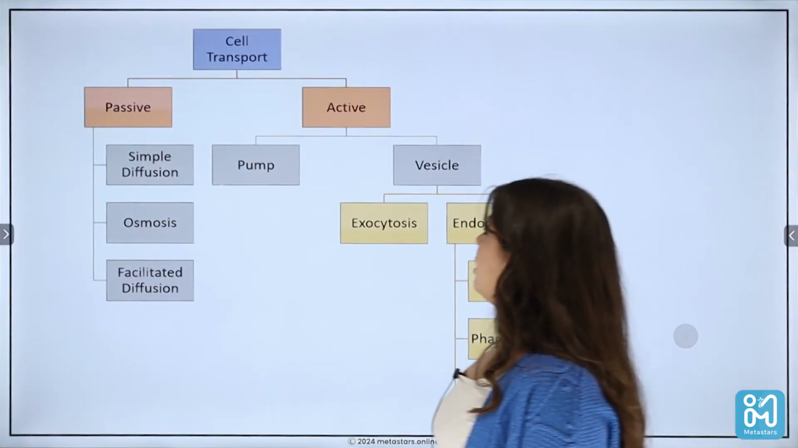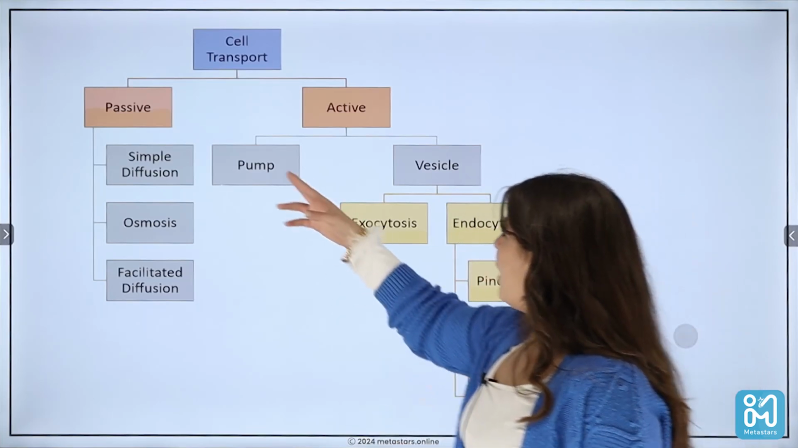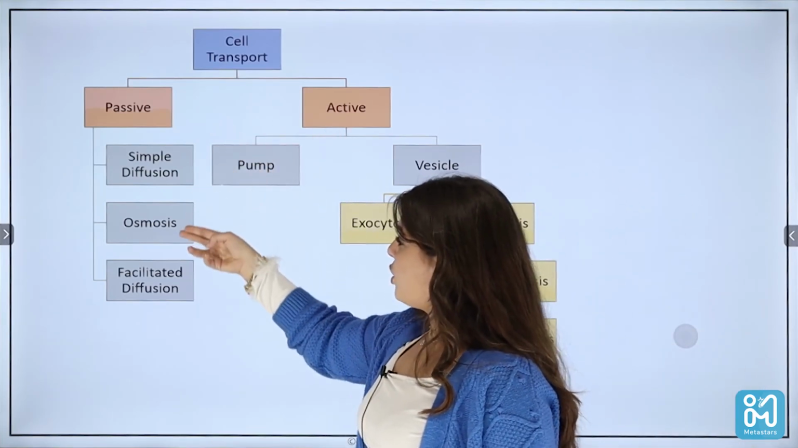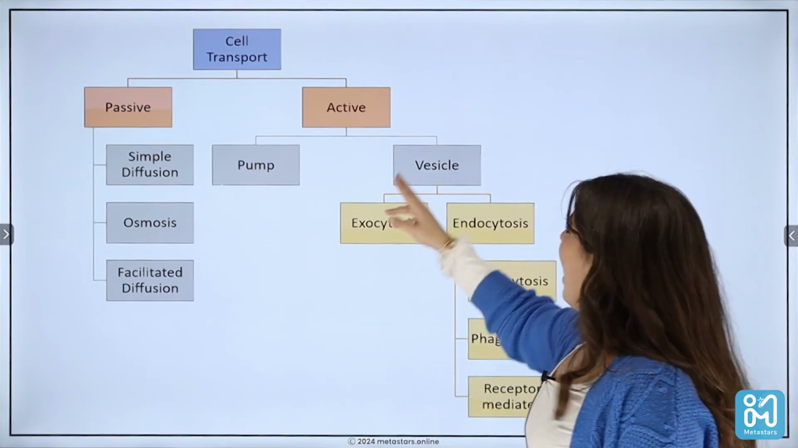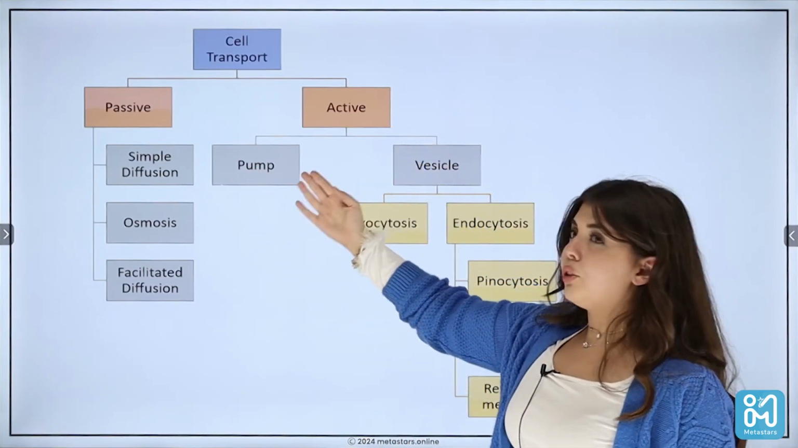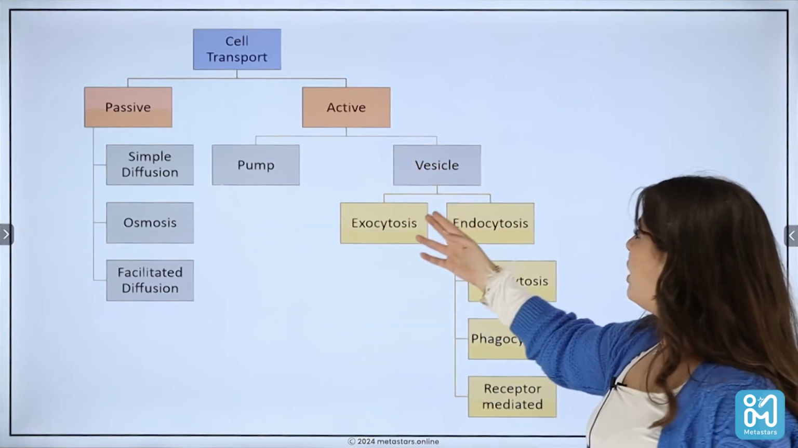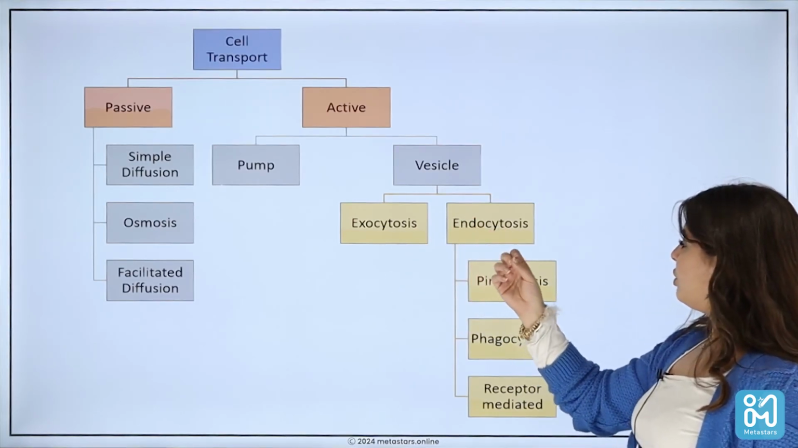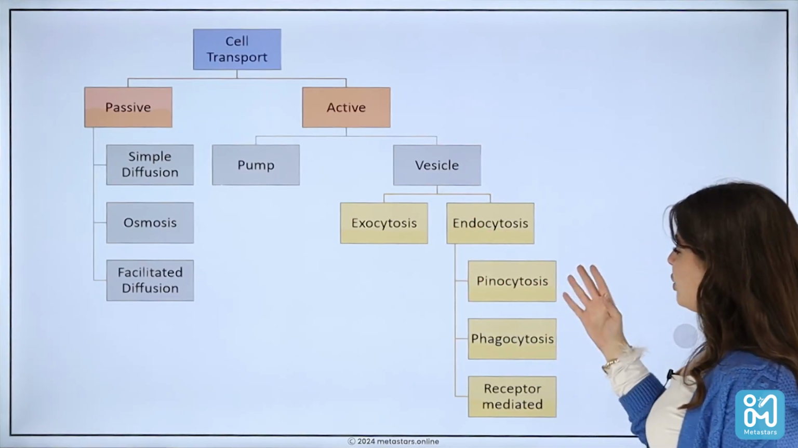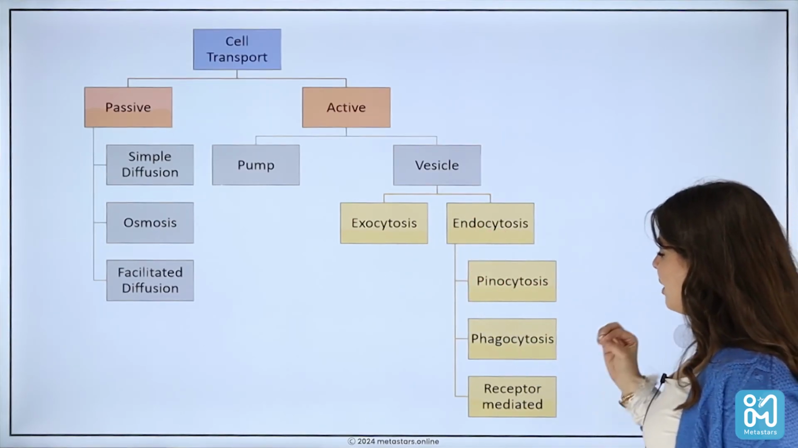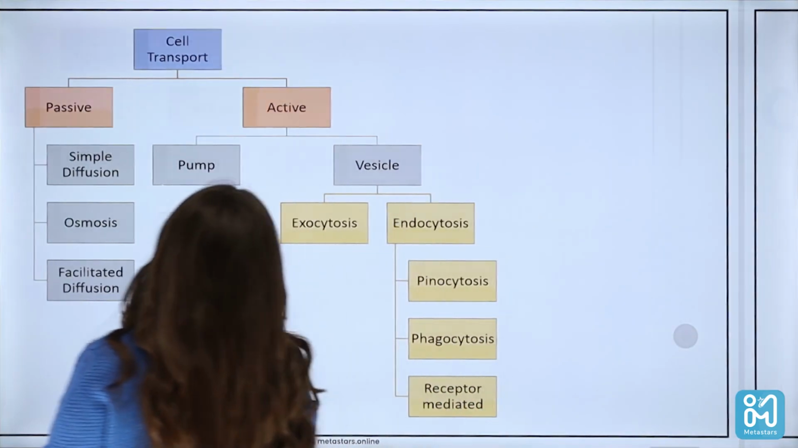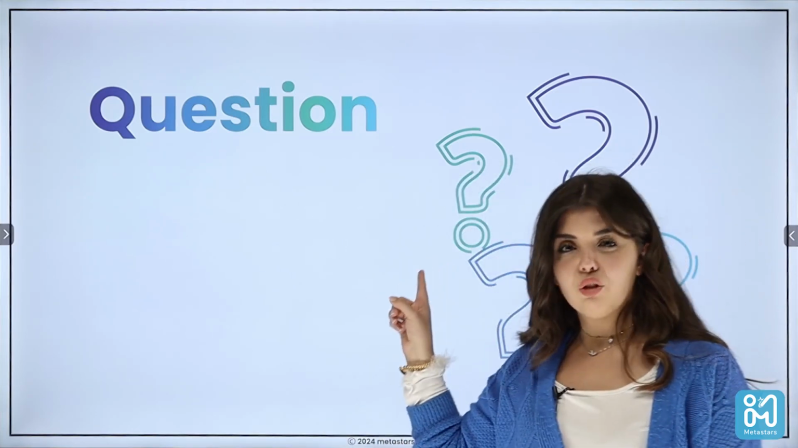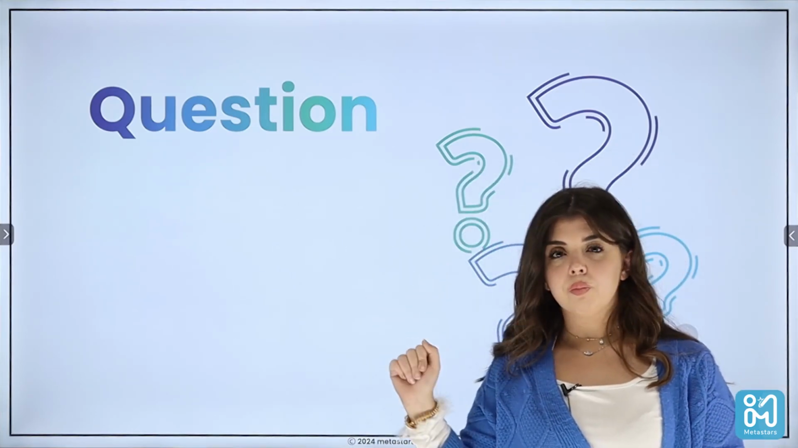Here's this diagram: passive and active. Passive: diffusion, osmosis, facilitated diffusion, and simple diffusion. Active, which needs energy: the sodium potassium pump or vessels. Exocytosis and endocytosis. Endocytosis has pinocytosis, phagocytosis, and receptor mediated endocytosis. So I guess you can answer this question now.